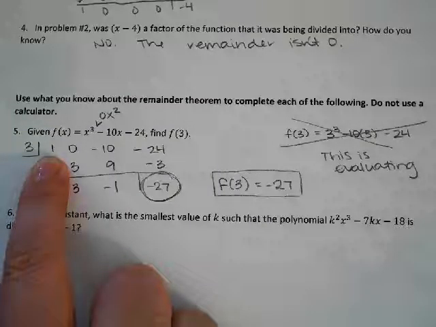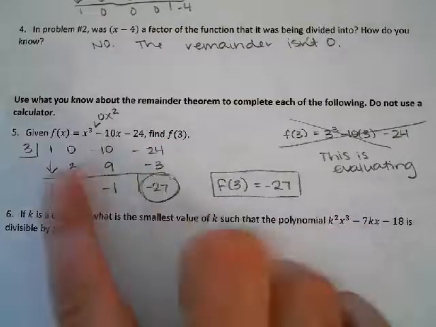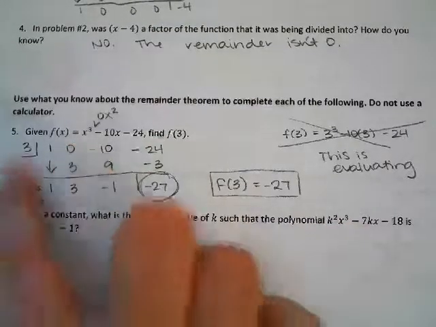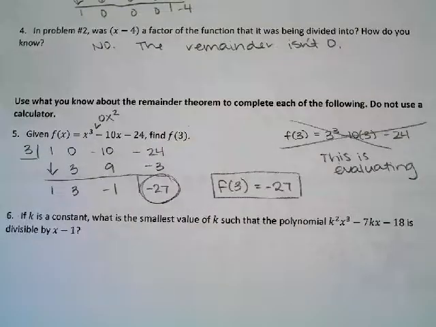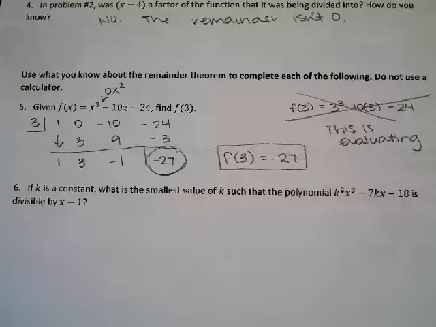Okay. Number 6, they're starting to get a little bit more complicated. So let's look at the next problem and let's translate it. They're saying if k is a constant, what is the smallest value of k such that the polynomial is divisible by x minus 1. I am already not feeling comfortable with this problem, so I'm going to rewrite it so it looks a little bit more similar to the other problems I've seen, okay?